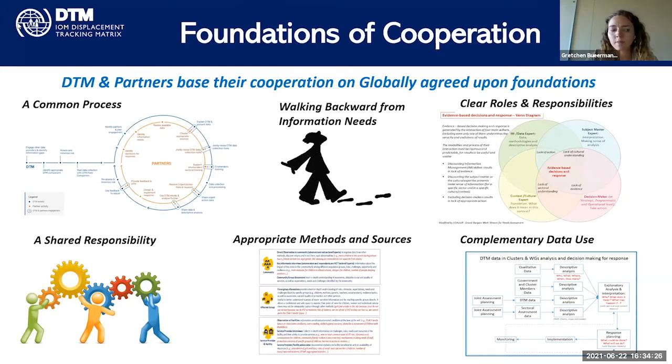The next one is appropriate methods and sources. So this just has more to do with a sort of global agreement on making sure that, for example, if we are sending enumerators to collect information on the safety of women, that we're not using male enumerators in that situation, and other mismatches of data collection methods and data collection practices with the information that we need to collect. And then the last one here is complementary data use.